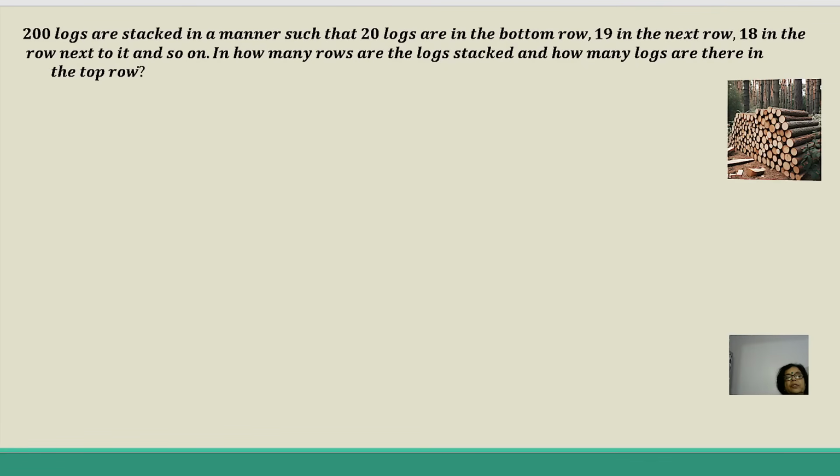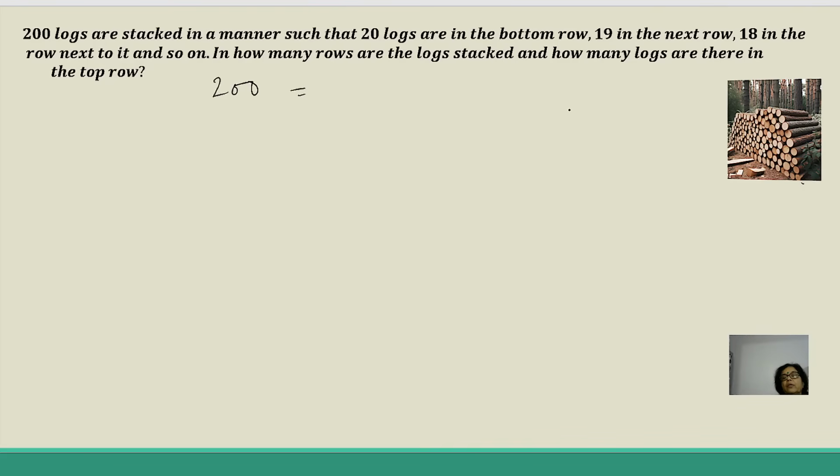The next question is: 200 logs are stacked in a manner such that 20 logs are in the bottom row, 19 in the next row, 18 in the row next to it, and so on. In how many rows are the logs stacked and how many logs are there in the top row? So in the bottom row over here we have 20 logs, then it goes on decreasing by 1 each. But there are altogether 200 logs.